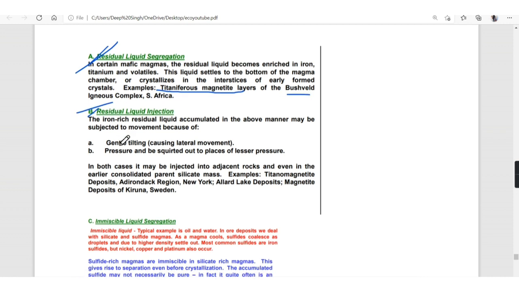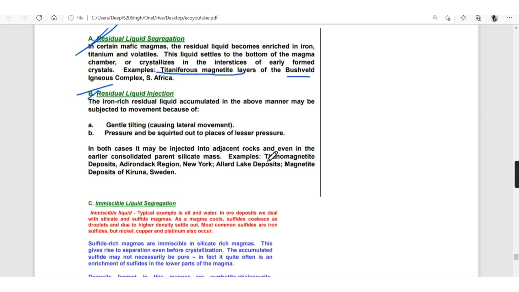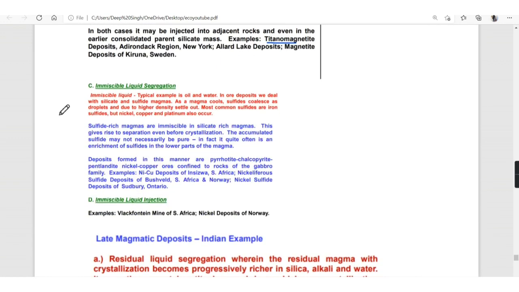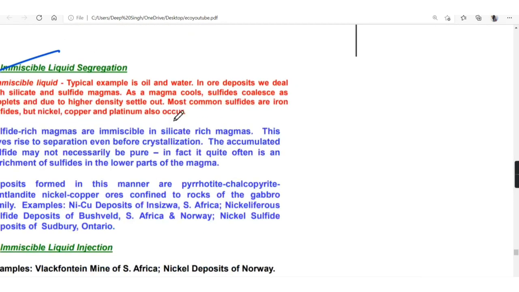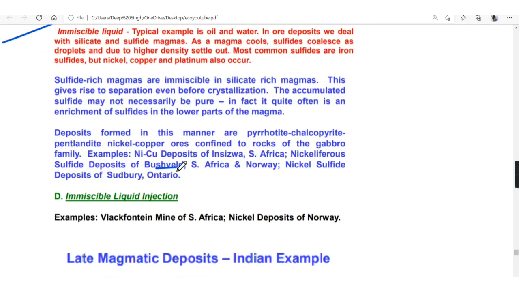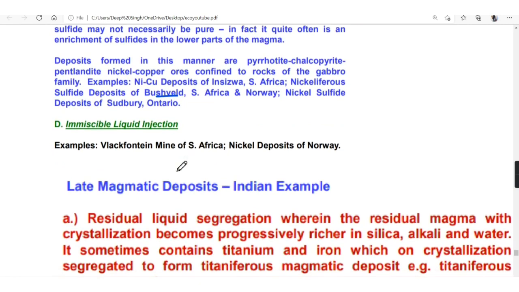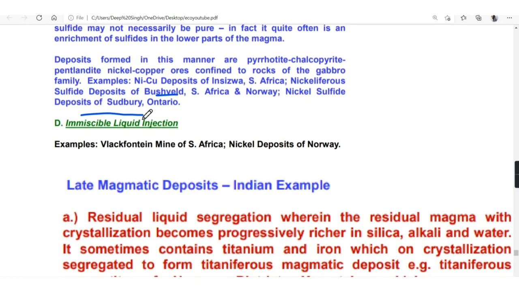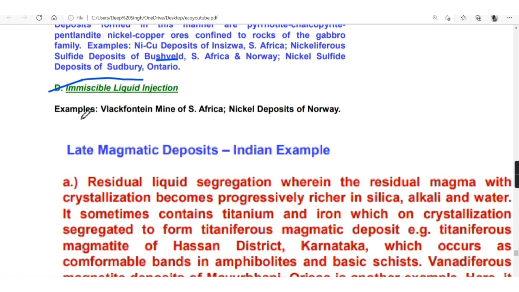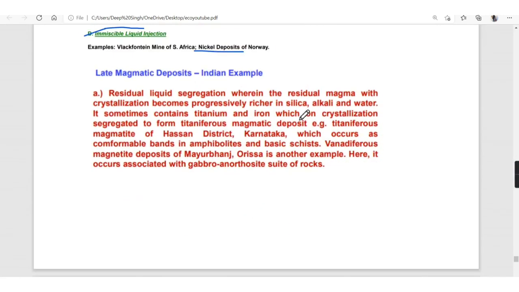Residual liquid injection, example is titanomagnetite. Immiscible liquid segregation, the example is Sudbury, Ontario, which is a very famous deposit. Immiscible liquid injection, nickel deposits of Norway.